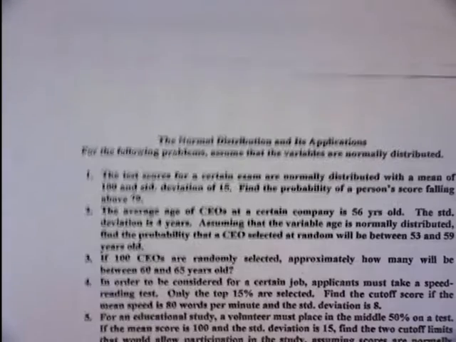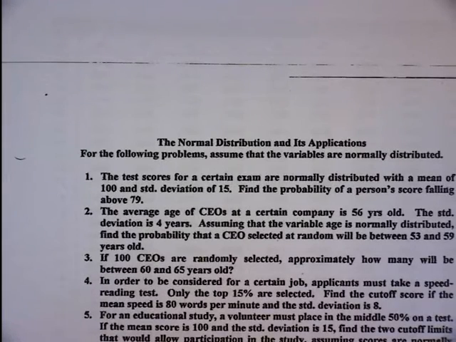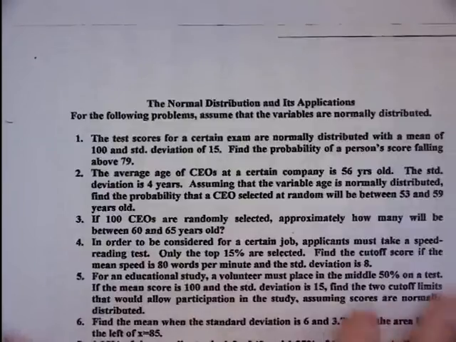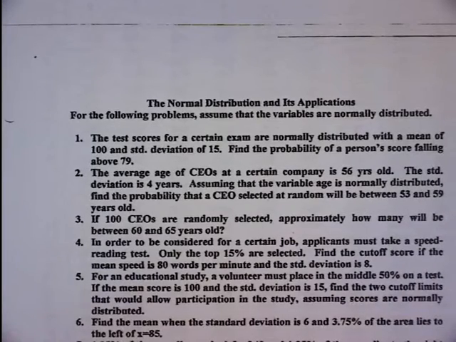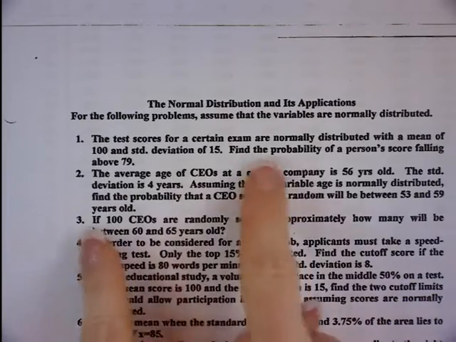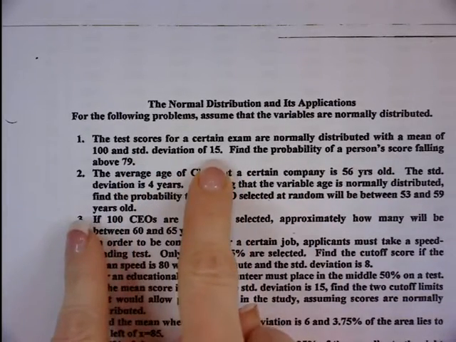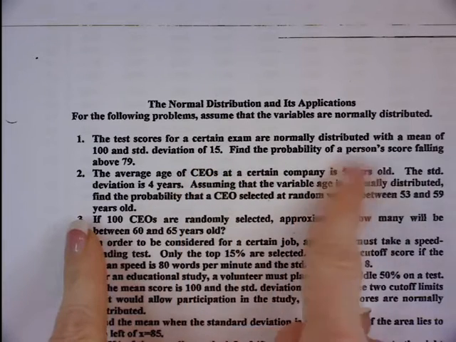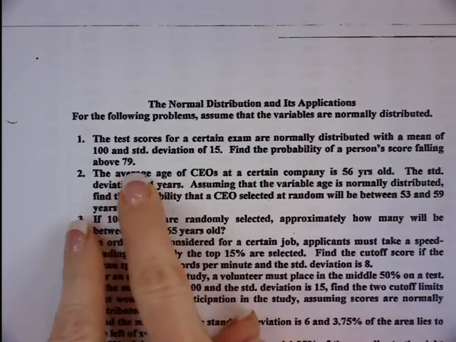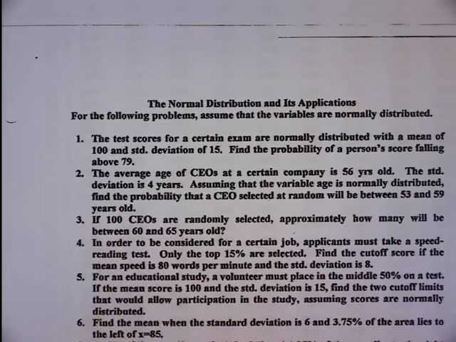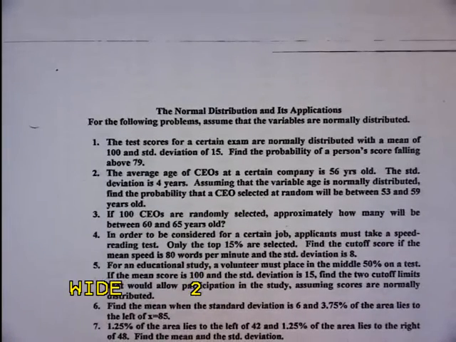So I'm going to remove this diagram. These are the lecture notes. As a reminder, these lecture notes pertain to using the one-page z-table. So the purpose of this Tegrity video is to show you the 2-page z-table. And these are big problems. For example, the test scores for a certain exam are normally distributed with a mean of 100 and a standard deviation of 15. Find the probability that a person's score falls above 79. I'm going to show you how to answer these questions by hand and calculator.